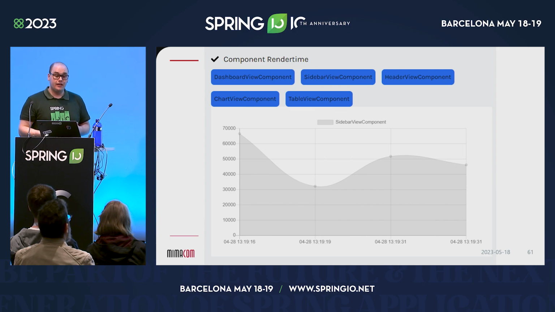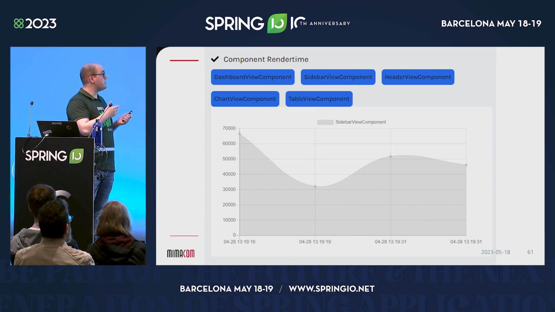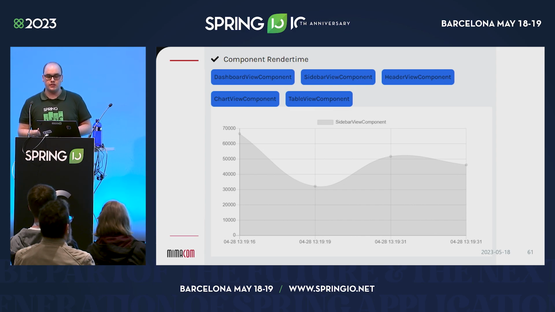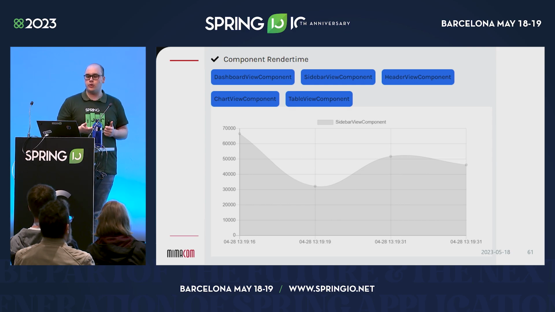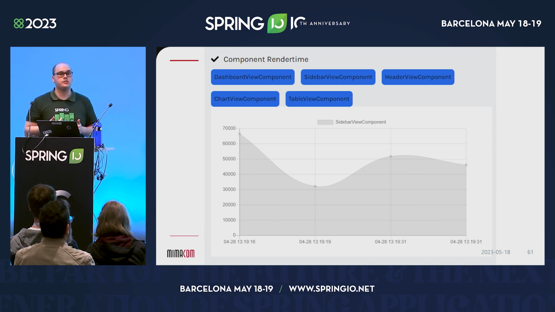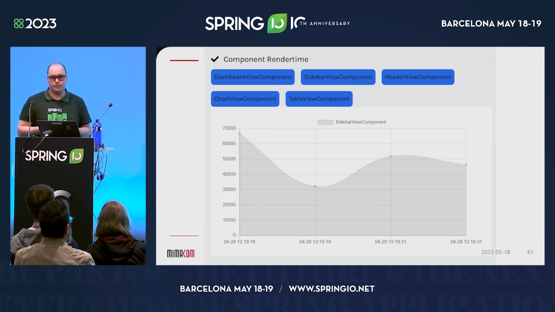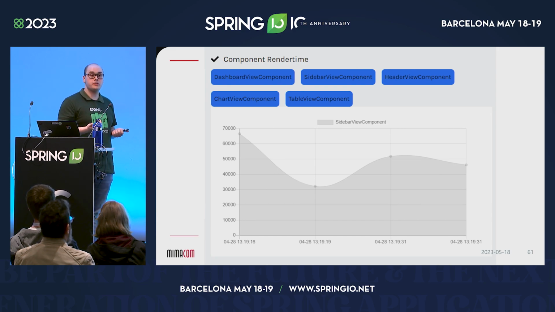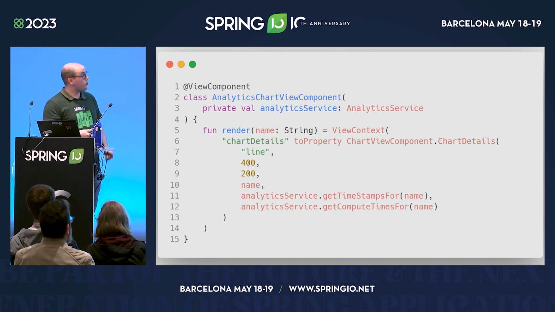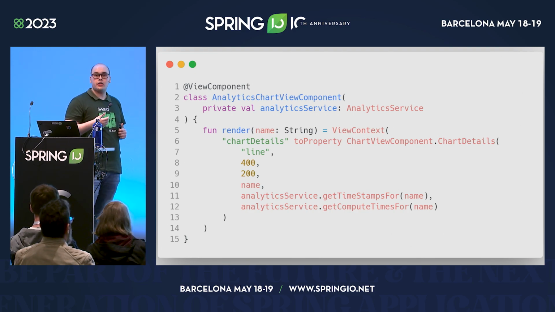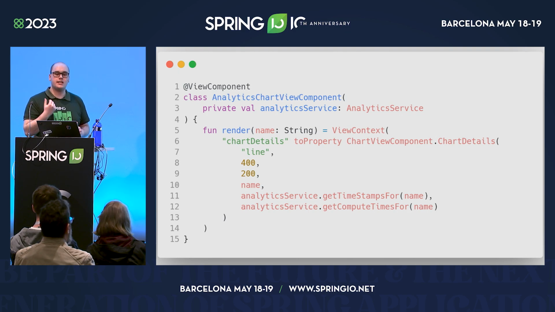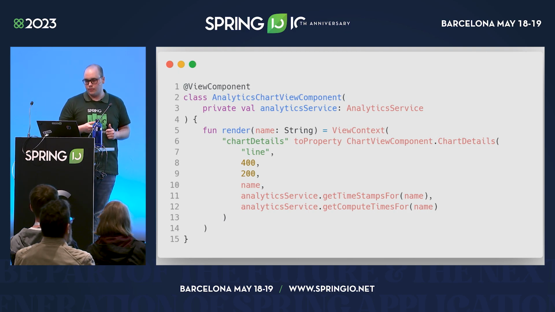Spring ViewComponent nicely integrates with htmx. In this example, I created an analytics service that measures the render time of each view component using the aspect-oriented programming support of Spring. We want to show a chart for each component to our user. Obviously, we don't want any reloads for a nice user experience. I've created the analytics chart view component that auto-wires the analytics service. We then create a chart with the generic chart view component that wraps the chart.js library in a type-safe envelope.